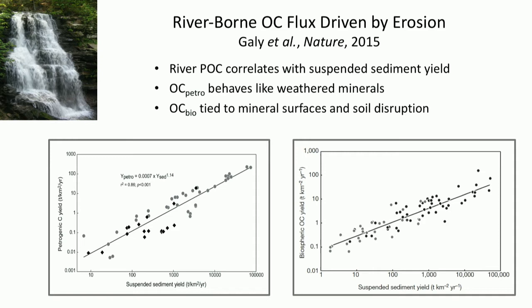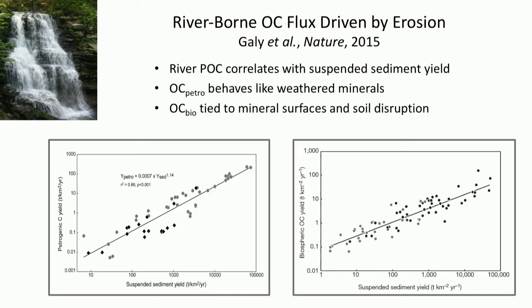The controls on the delivery of organic carbon through the river system are largely driven by mineral fluxes. If you haven't read this paper, I definitely recommend it. My co-author is the lead author on this paper from a few years ago. Riverborne organic carbon fluxes are really strongly tied to mineral fluxes in incredibly tight ways over many orders of magnitude, about six orders of magnitude on the bottom axis. The left one is petrogenic carbon, and the right one is biospheric carbon, but the total flux is also tied.